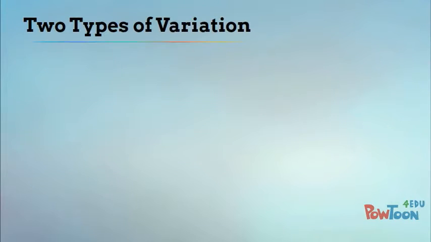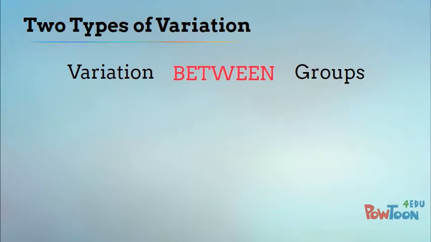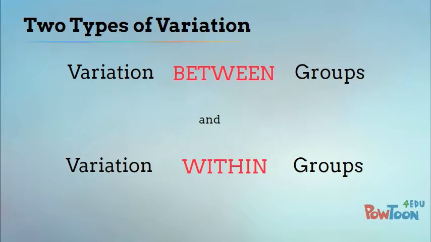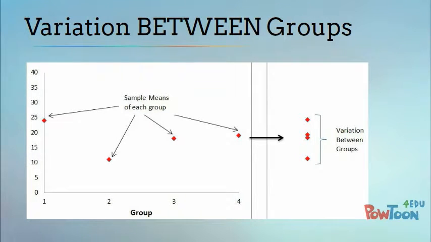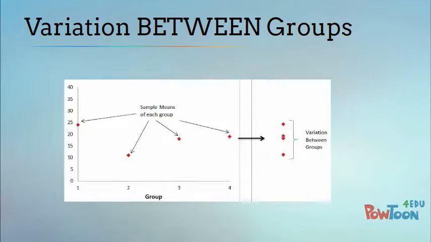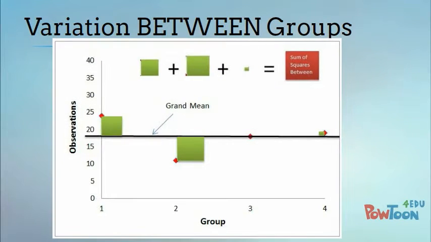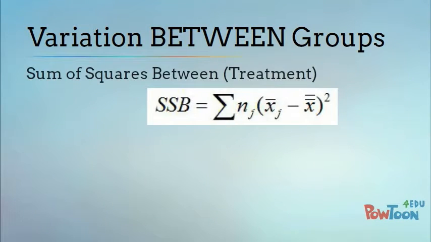This test is done by looking at two types of variation. One, the variation between groups, and two, the variation within groups. First, variation between groups measures the difference between the sample means of the groups. It sums up the squared difference of each sample mean to the so-called grand mean of all the observations in all the groups, giving more weight to larger samples. This total is called the sum of squares between, or the sum of squares treatment.